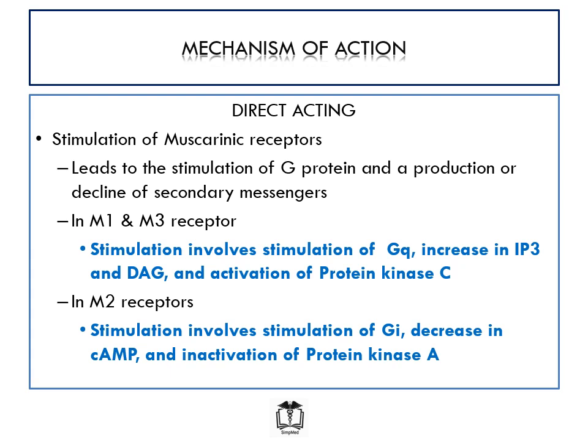M1 and M3 typically make use of the Gq G protein, and as a result, activation of these Gq receptors will lead to an increase in the secondary messengers IP3 and DAG, and this will lead to an increase in calcium level and an activation of protein kinase C. The M2 receptors, whereas, make use of the G protein Gi. Stimulation of Gi will lead to a decrease in the production of cyclic AMP, and this will lead to an inactivation of protein kinase A.